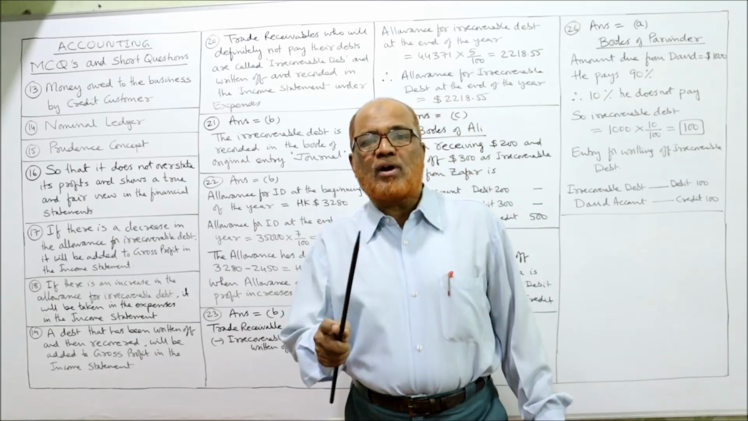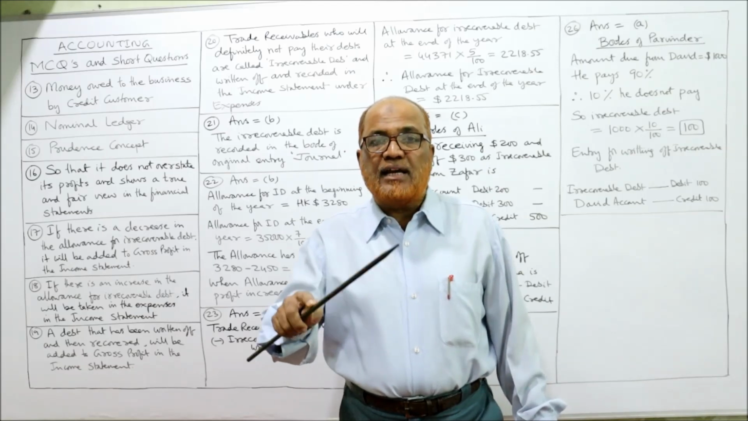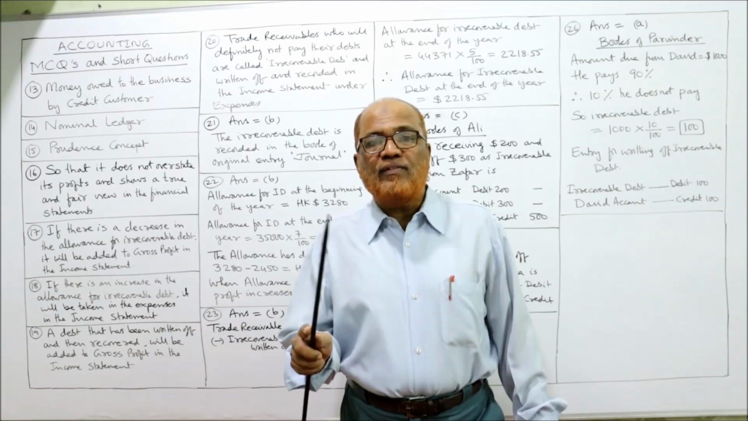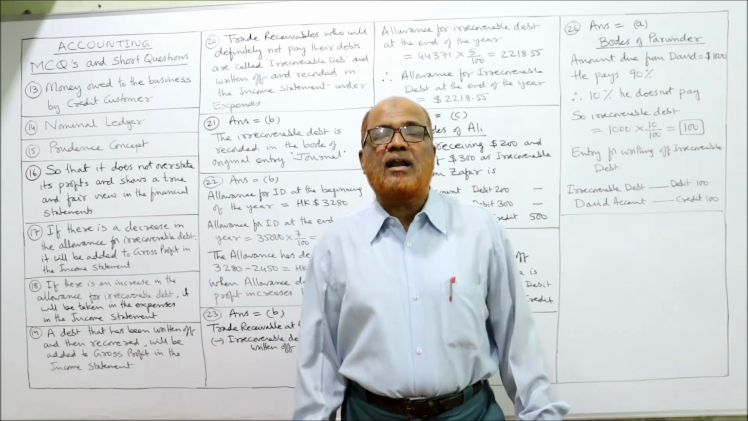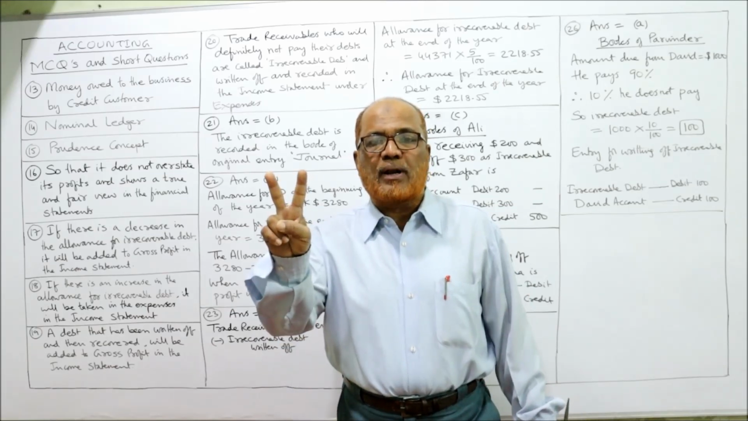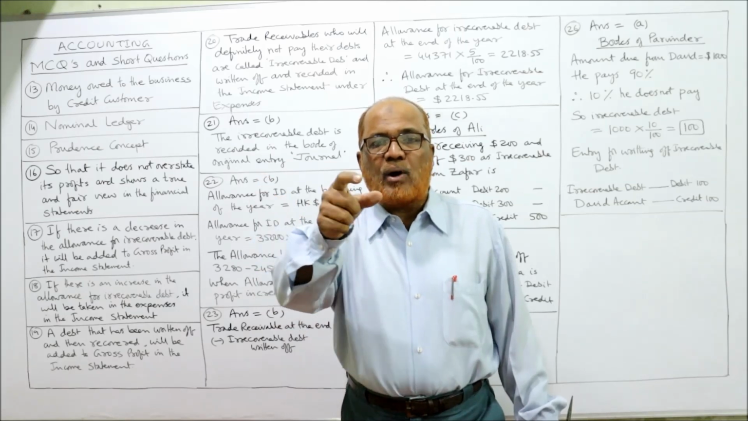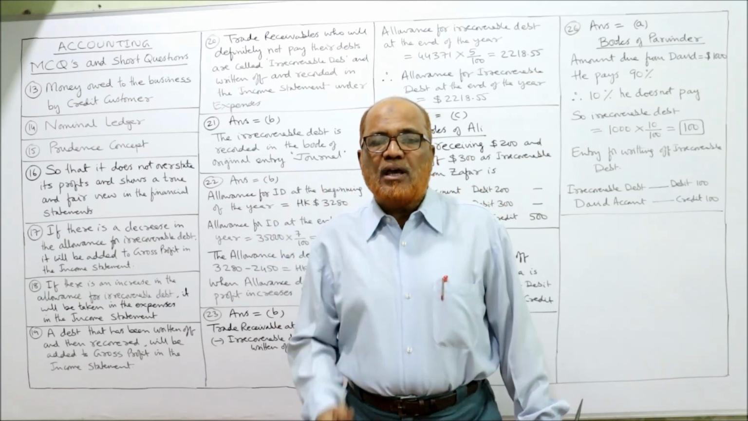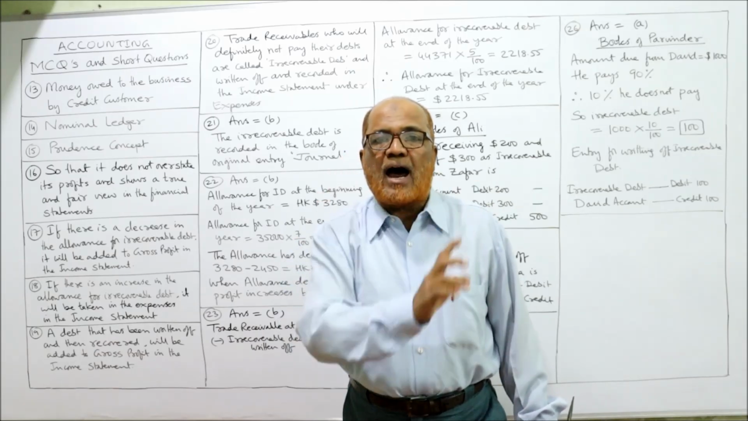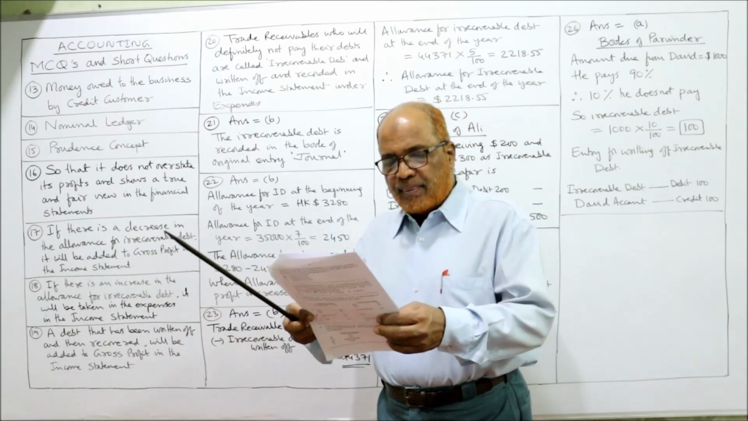Next one. What is the effect of an increase in the allowance for irrecoverable debt? We compare the allowance for irrecoverable debt at the beginning and end. If at the end of the year it has increased, the amount of increase should be taken under expenses in the income statement. The two rules you have to remember. If the closing allowance increases, the amount should be taken in expenses. If the closing allowance decreases, the amount should be added to gross profit. That's it.